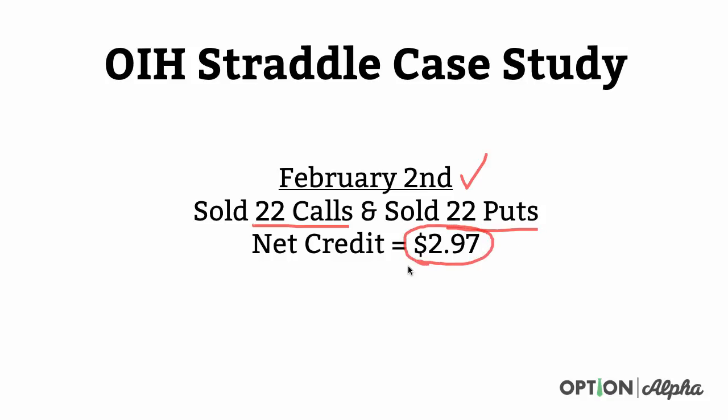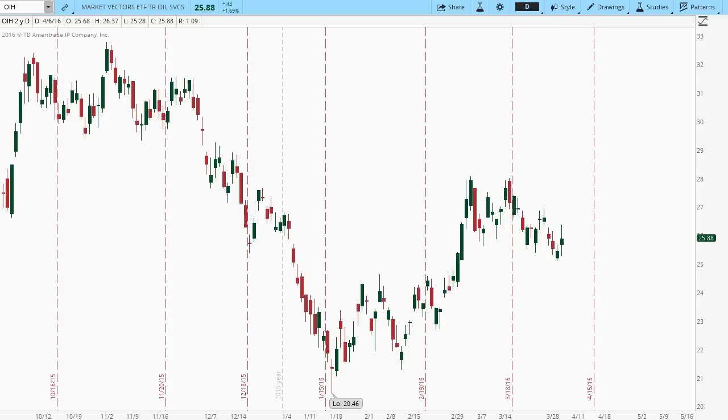So again, what we talked about earlier in this video is that when you enter these straddles, you're going to take in a bigger credit naturally. So that means that our break-even point is going to be $3 above and below the 22 strike from the beginning. But when we actually go to the chart here of OAH, what you can see is that when we entered our trade here in February, we basically picked the bottom of the market.